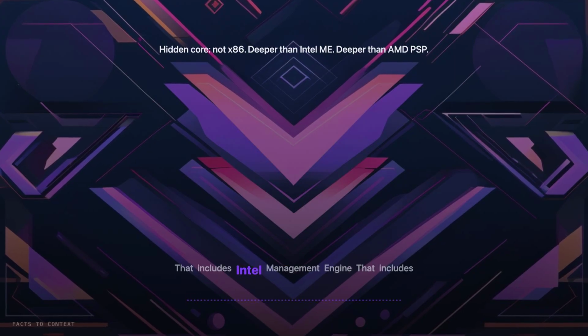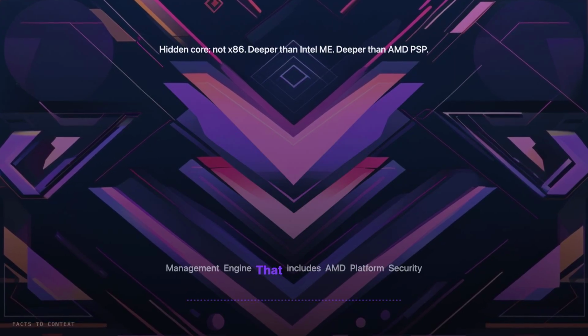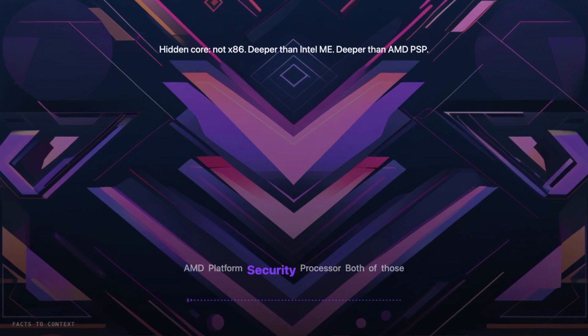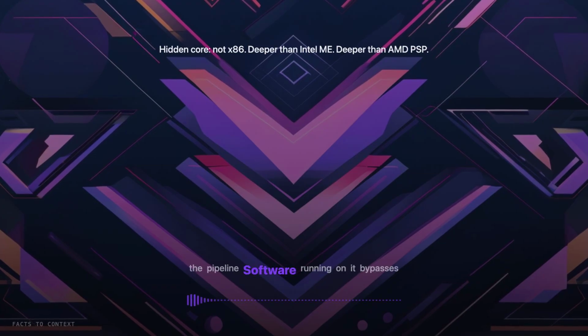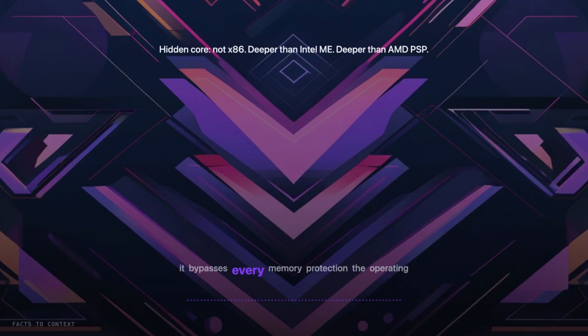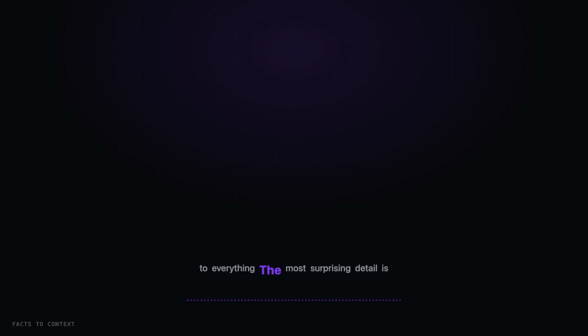That includes the Intel Management Engine. That includes the AMD Platform Security Processor. Both of these sit on separate silicon. This core shares the pipeline. Software running on it bypasses every memory protection the operating system enforces. No ring checks, no page table enforcement, just raw access to everything.